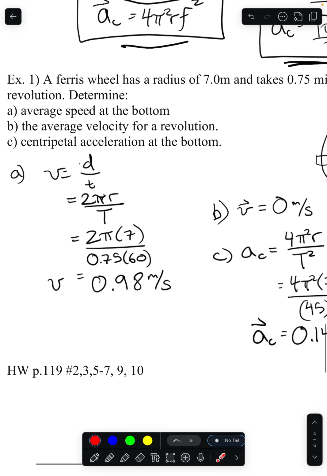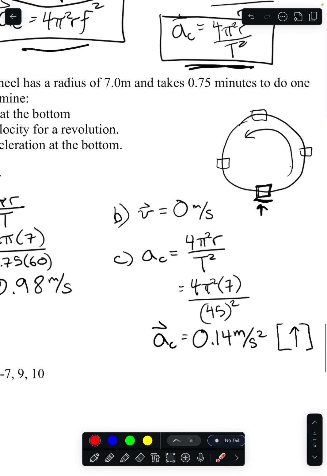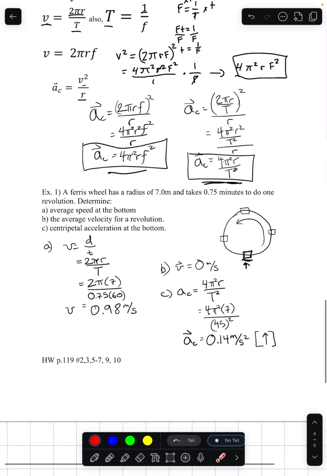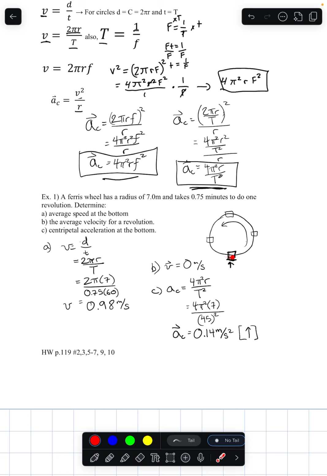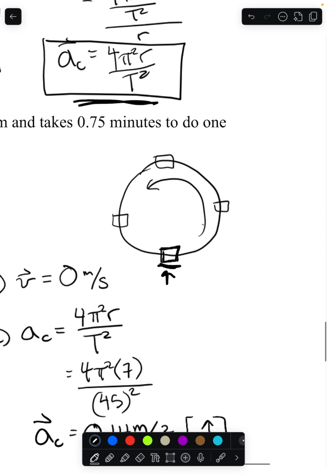Now for part B, where we have to find the average velocity for a revolution. So our average velocity would be equal to 0, because when we're doing a revolution, we end up back where we started. The displacement is zero, therefore the average velocity will be equal to 0.